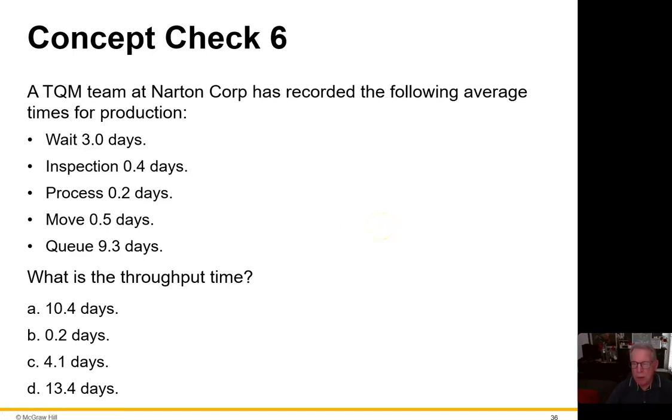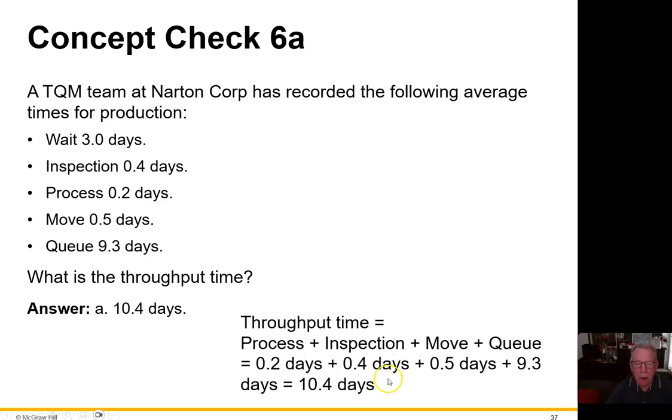Well, the throughput time would be the sum of the process time, the inspection time, the move time, and the queue time. So that's 0.2 days plus 0.4 days plus 0.5 days plus 9.3 days. All of these here, here, here, and here. Wait time would not be included. Okay, so it comes out 10.4 days.